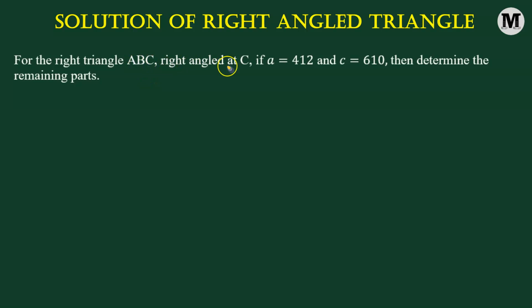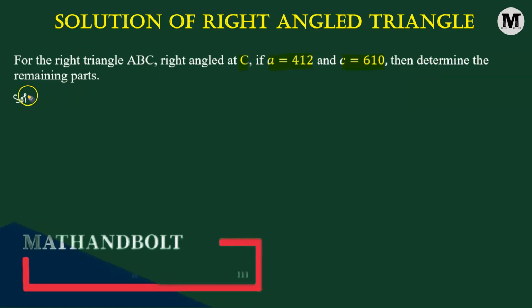For the right triangle ABC, which is right angled at C, it's given here that a equals 412 units, c equals 610 units. We need to determine the remaining parts. Okay, let us begin. To begin with, we're going to consider a right angle triangle ABC.